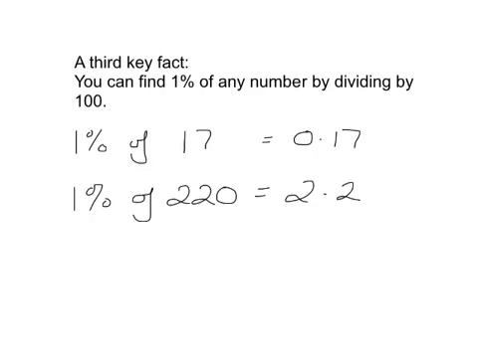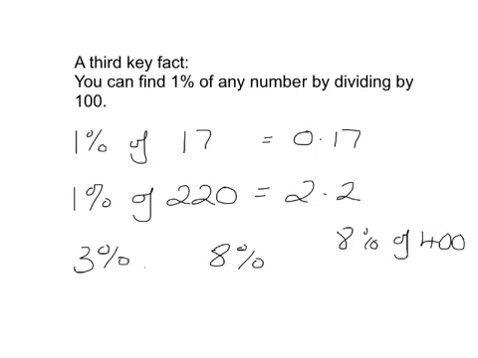We know that from the work we've done on dividing by 10 and dividing by 100. So to find 1% of any number, I divide by 100. Once I know what 1% is, I could use that to work out 3% or 8%, etc. So if I needed to find 8% of 400, the first thing I would do is find 1%. So 1% of 400 is 400 divided by 100, which is going to be 4. Once I've got my 4, I can multiply that by 8, which is going to give my 8% as 32.